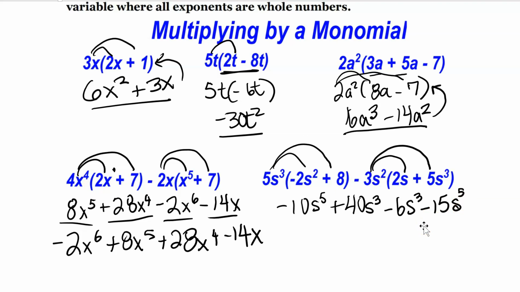So now we combine like terms. We have these two terms to combine, and since they're the leading coefficients, we end up with a negative 25s to the 5th power. Combine these two, and we get plus 36s cubed.